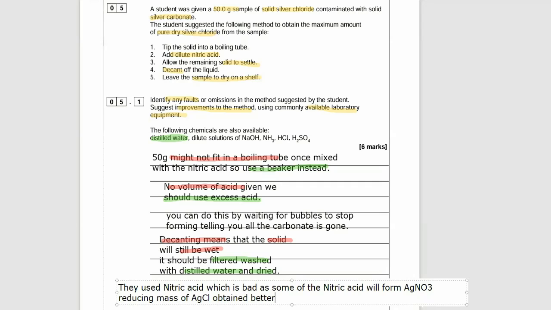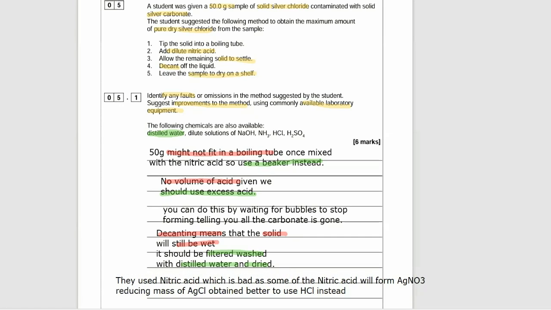So the improvement here is to use hydrochloric acid instead. And that way you won't lose any of your silver chloride. You'll get the maximum amount obtained. So instead of using nitric acid, the improvement is use HCl instead. Okay, let's move on to the next question. So we just finished that 5.1, which was a nice 6 marker, and now we are moving on.